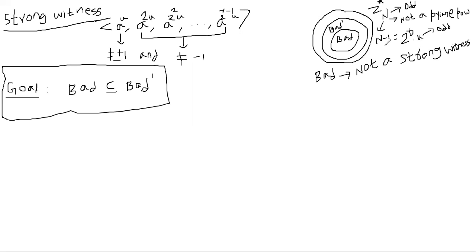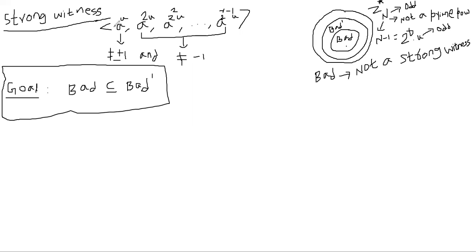Okay. All right. So what is bad? Bad is the set of all elements in the group Z n star that are not a strong witness. Meaning, if you take any element from the bad set, it will violate the strong witness property. What is the strong witness property again? We talked about it earlier.